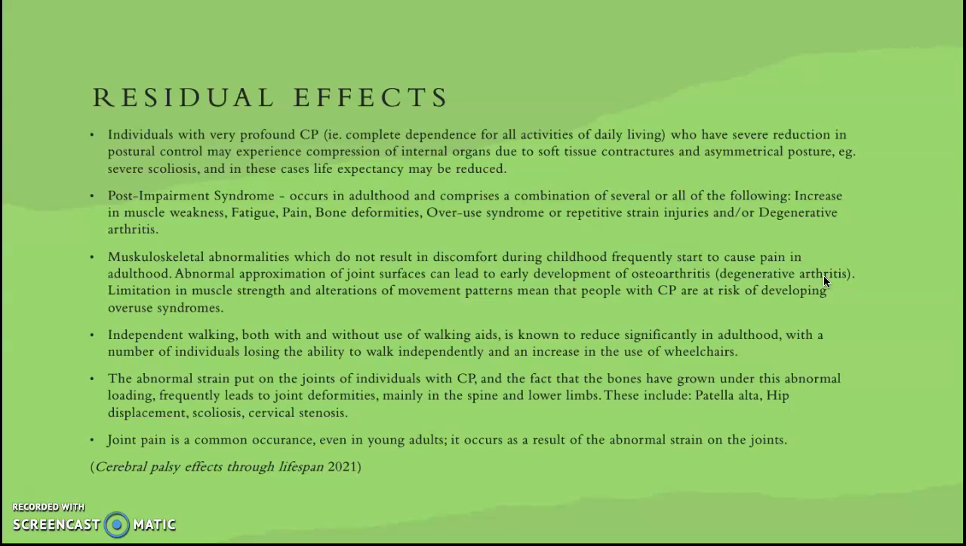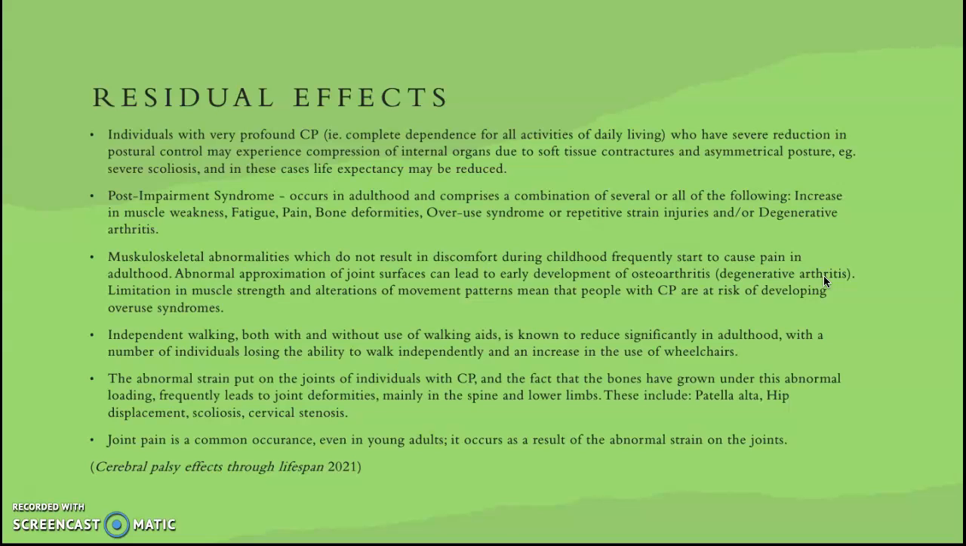Musculoskeletal abnormalities, which do not result in discomfort during childhood, frequently start to cause pain in adulthood. Abnormal approximation of joint surfaces can lead to early development of osteoarthritis. Limitation in muscle strength and alterations of movement patterns mean that people with CP are at risk of developing overuse syndromes. Independent walking, both with and without the use of walking aids, is known to reduce significantly in adulthood, with a number of individuals losing the ability to walk independently and an increase in the use of wheelchairs.